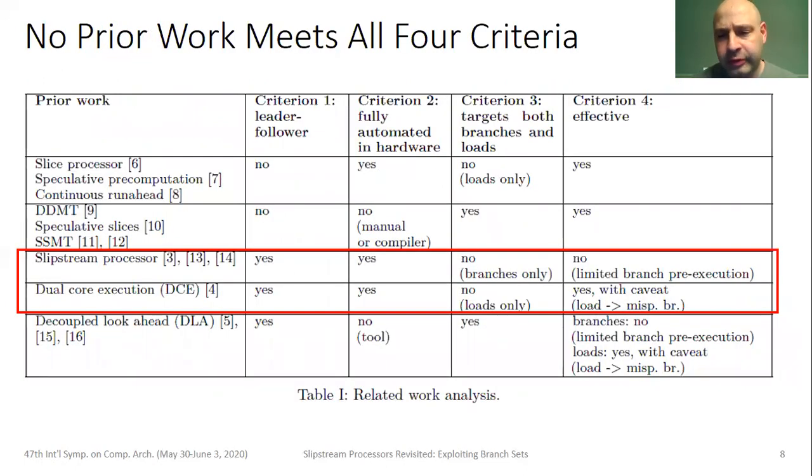So our paper includes a detailed related work analysis, and it's summarized in this table. And the only other hardware-only leader-follower architectures in the past were Slipstream processors and dual-core execution. Now, Slipstream primarily targets branches, and dual-core execution primarily targets loads, and we like a unified solution. Moreover, even within their techniques, they do have some limitations that I will be discussing.